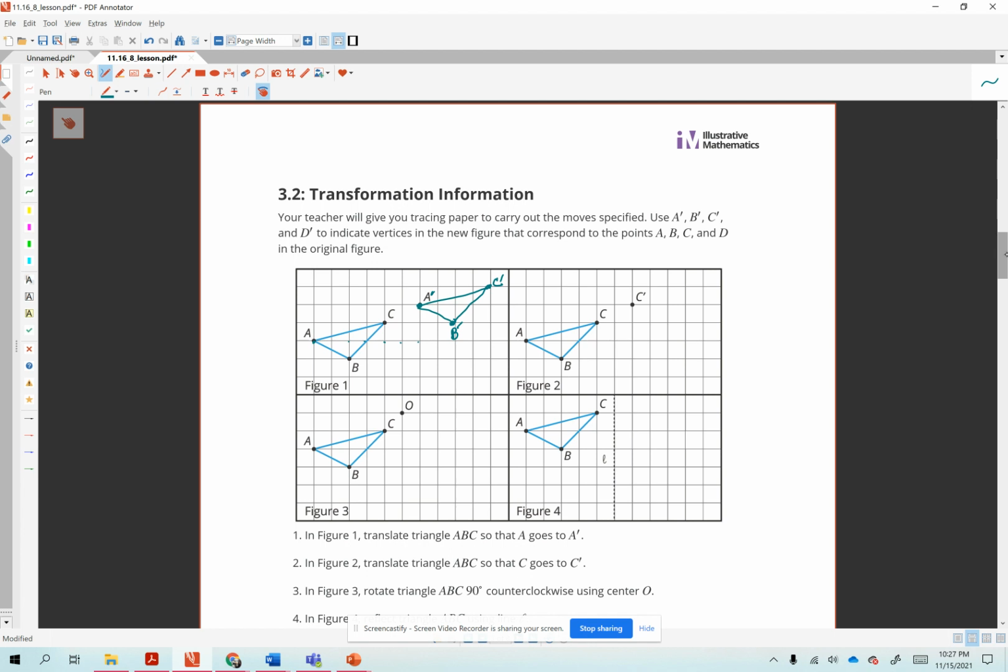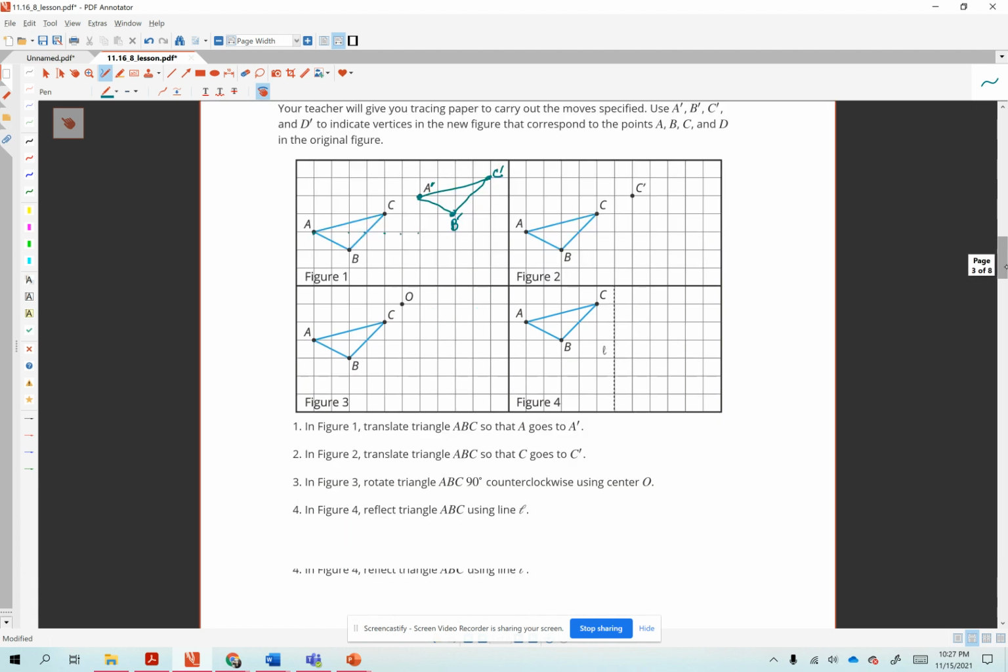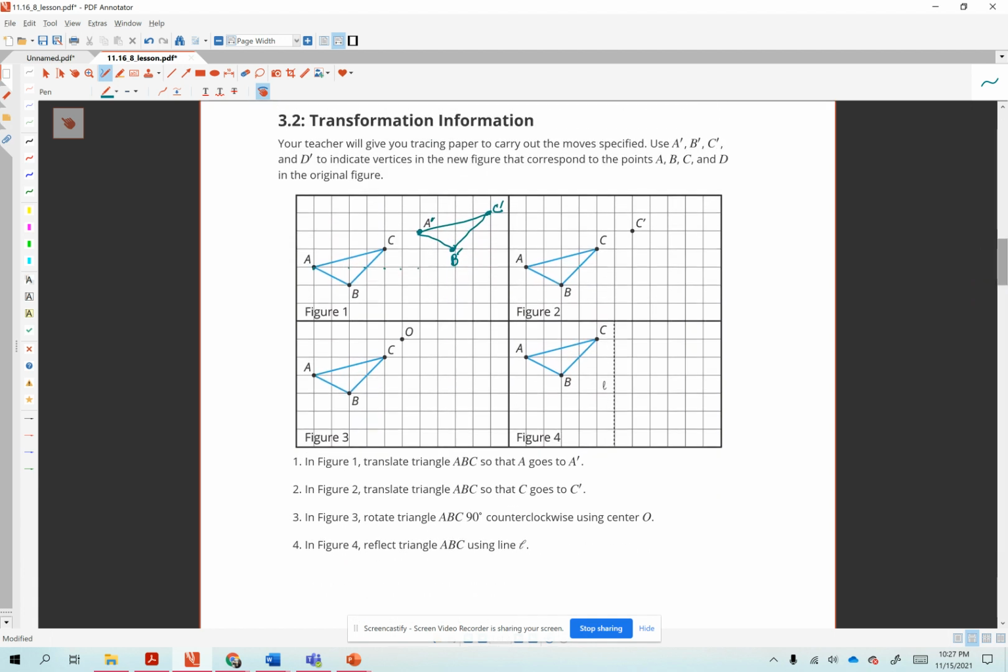So why don't you try figure 2, figure 3, and figure 4. And the instructions are right at the bottom. In figure 1, you're asked to translate triangle ABC so that A goes to A prime. In figure 2, you are asked to translate A, B, and C so that C goes to C prime. And in figure 3, you're asked to rotate triangle ABC 90 degrees counterclockwise using center O. And in figure 4, you're asked to reflect triangle ABC over line L.